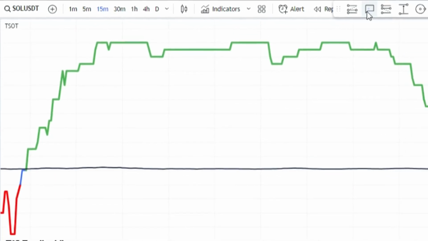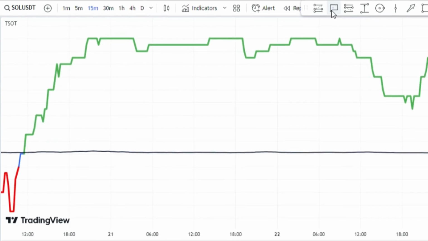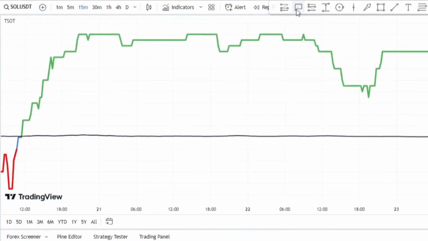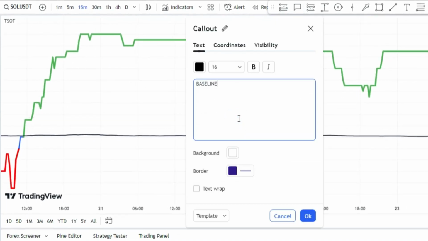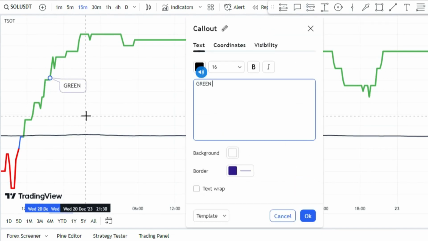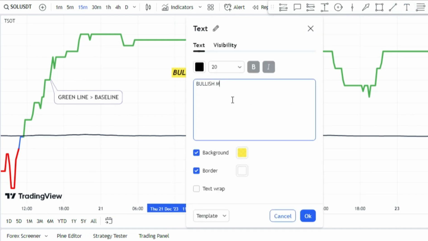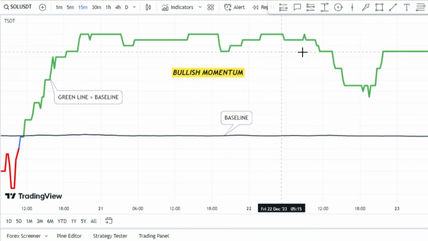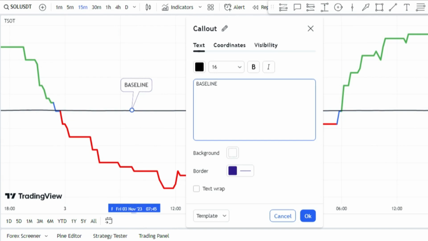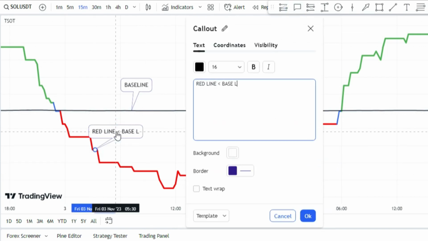informed trading decisions. Now let's talk about our trusty sidekick, the Tsot indicator. This little gem can help you figure out which way the market is trending. Here's how it works. If the green line is above the indicator's baseline, it's a sign of bullish momentum in the market. On the other hand, if the red line is below the baseline, it's a signal of bearish momentum.